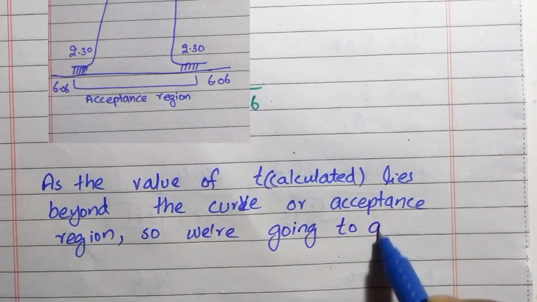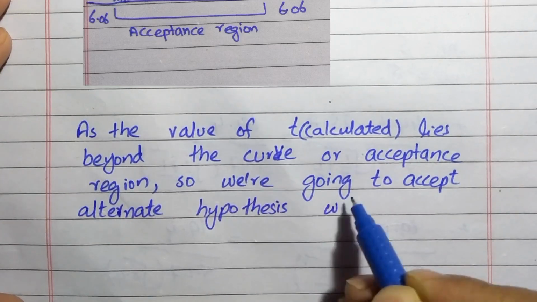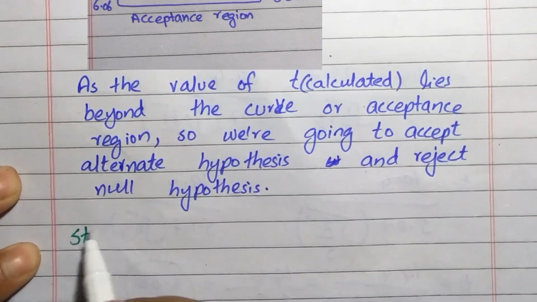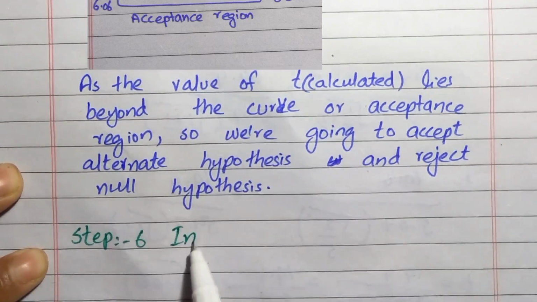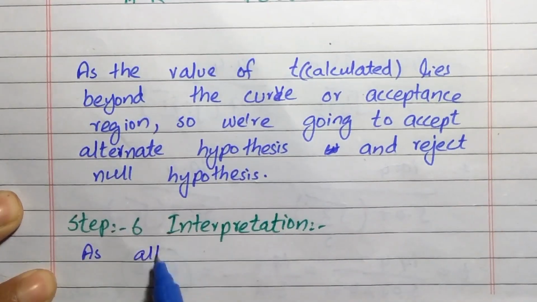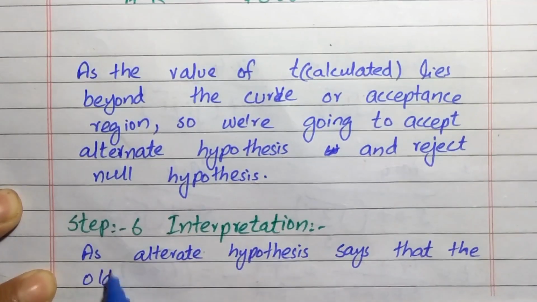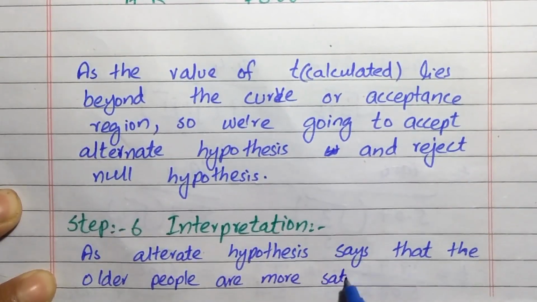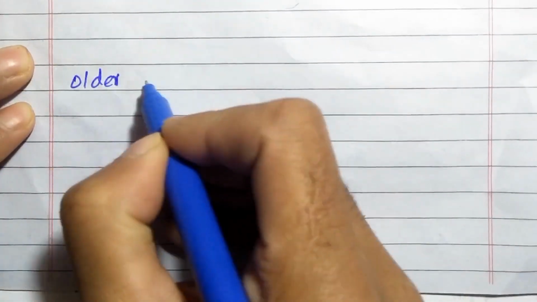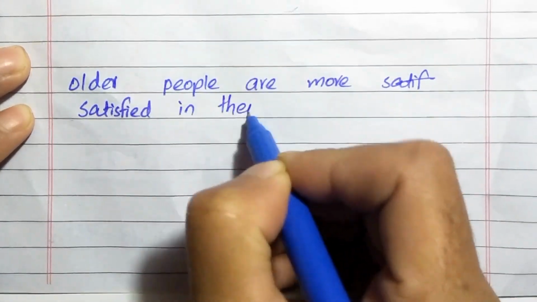So we are going to accept the alternate hypothesis and reject the null hypothesis. Step number 6 is interpretation. As the alternate hypothesis says that older people are more satisfied, the older people are more satisfied in their life.